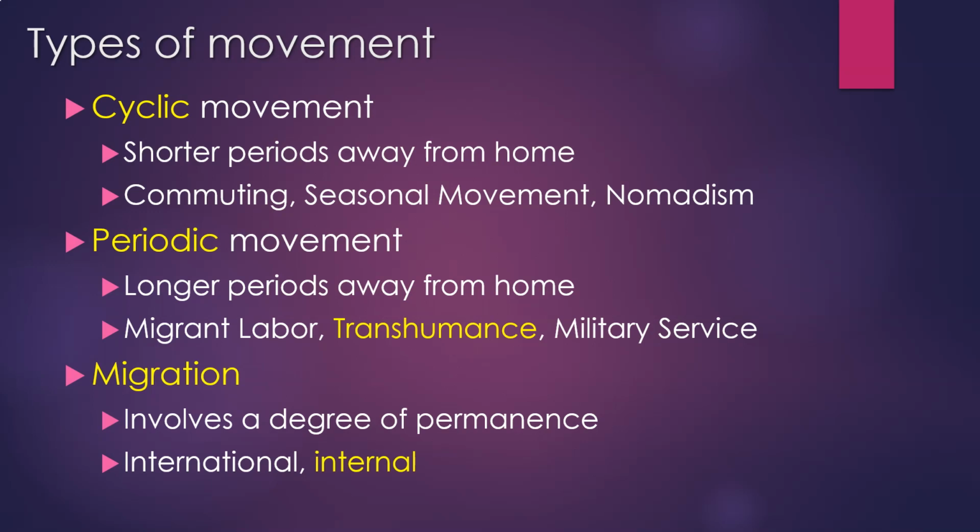The first type of movement, if you remember when we first talked about this earlier in the year, cyclic movements. Shorter periods of time away from the home. This could be going to school, commuting, going to work, seasonal movements, also looking at other parts of the world, nomadism, going to a specific area where they know that there's grass for their livestock, for example.